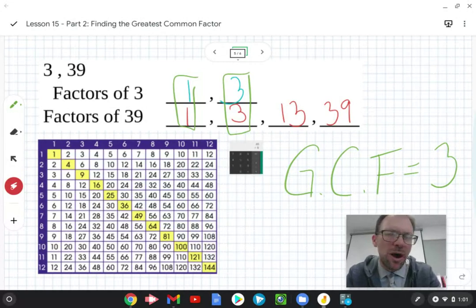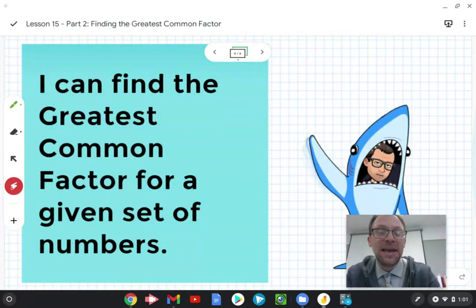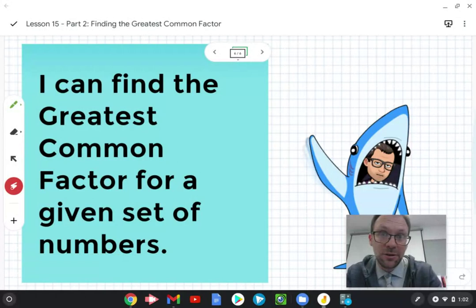You might be wondering, why am I learning all this? Well, I haven't told you, but I promise we'll use it tomorrow and the next day. It has everything to do with fractions and how we simplify fractions efficiently. And that's coming up soon. But until then, let's wrap up today's lesson. Today, you are finding the greatest common factor for a given set of numbers. Okay? Let me know if you need help. Let's get to work.